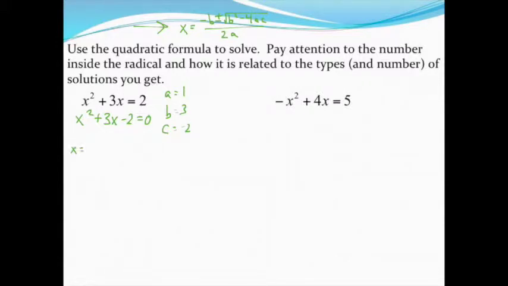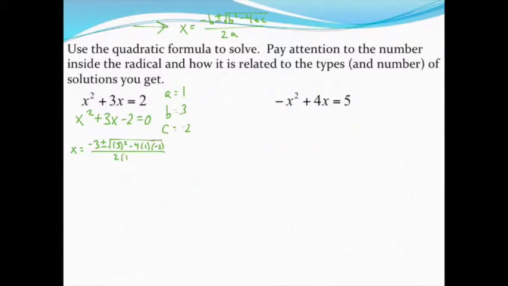So x equals the opposite of b. Well, if b is 3, the opposite of b is -3, plus or minus the square root of b squared. Always include the b value at this point in parentheses, especially if that b value is negative. If you don't have parentheses, you're going to get this wrong. So include parentheses, minus 4 times a, which is 1, times c, which is -2. And then that whole thing, not just the x bar, is divided by 2 times a, which is 2 times 1.